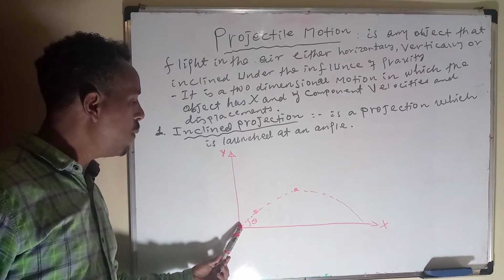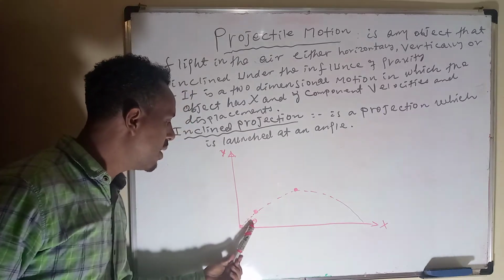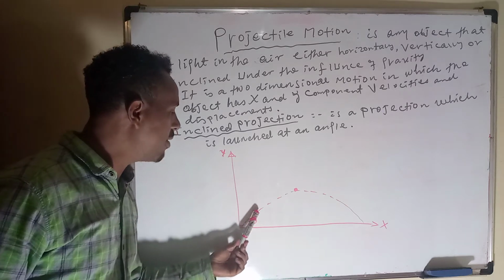A ball is projected at a certain angle with the x-axis, angle theta here. The ball is projected at a certain angle.